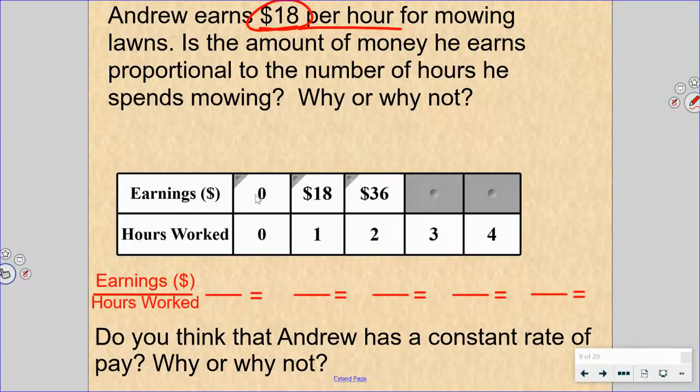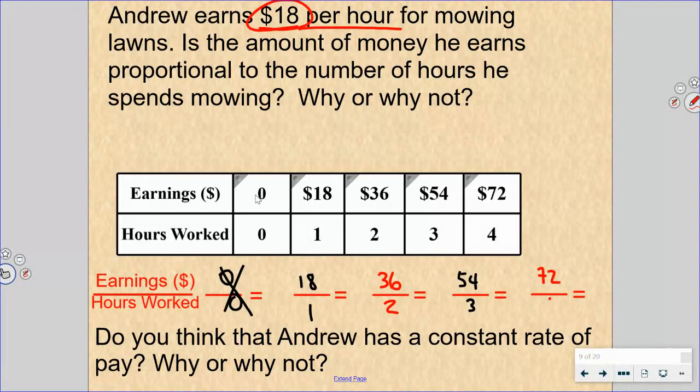So add another 18 to make 36, and then 54 and 72. Now, we have not had luck the last couple times. Let's find out. Naturally, you write 0 divided by 0. That's not really going to help. Notice our relationship is dollars per hour, not hours per dollar. So let's go ahead and write 18 over 1. $36 compared to 2 hours. $54 compared to 3. And $72 compared to 4.